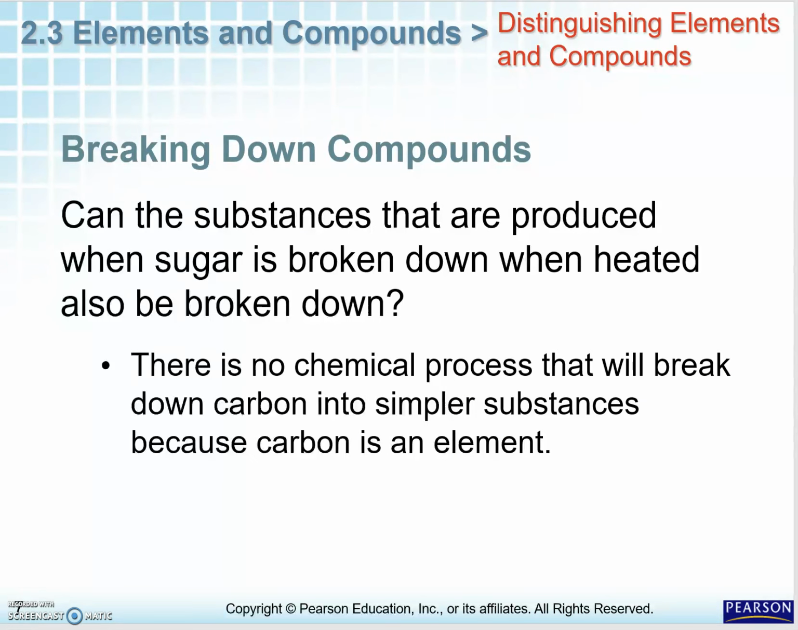When the sugar is broken down, there is essentially no chemical process that breaks carbon down into anything else. So when you are heating that sugar, there are many, many elements that are within it. Lots of carbons, lots of hydrogens, lots of oxygens. However, once you have used up and broken down all of that sugar, nothing can be done to break down the carbon that remains. There is nothing simpler than the element itself.